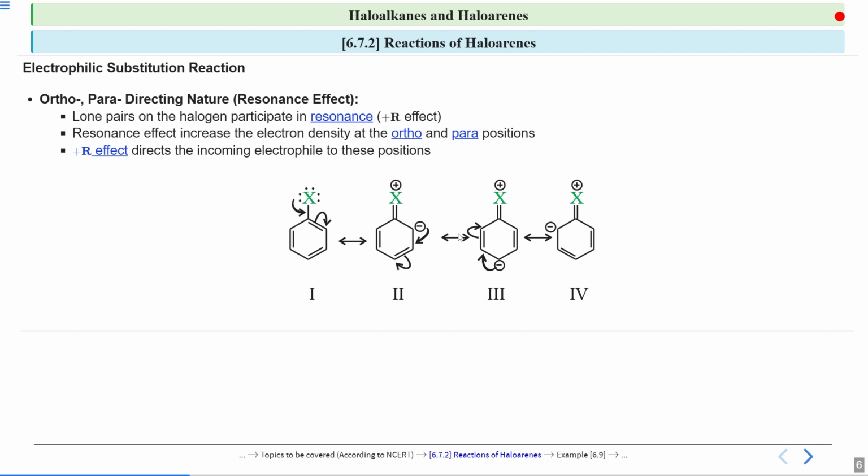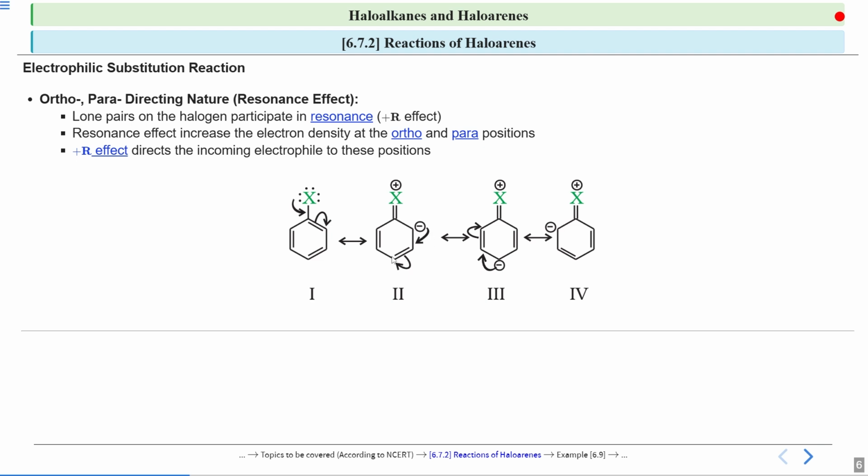You can also understand this factor by seeing this diagram. This diagram consists of 4 different structures showing the resonance effect, that is the plus R effect, shown by the halogen. Here we have X as a halogen having lone pairs on it, and it is a haloarene. What will happen? These lone pairs of the halogen participate in the resonance. This lone pair will shift here, forming a partial double bond character in the carbon-halogen bond, and the electrons of the double bond will shift here as a negative charge.